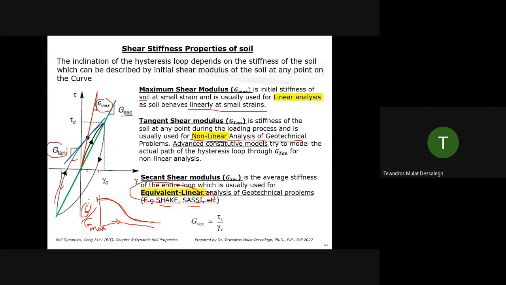When you do Plaxis and FLAC, you will see constitutive models by different researchers trying to come up with the best nonlinear analysis. But it's not that practical. It's good for research, but for design purposes, nowadays we are using equivalent linear analysis using an average value of G, and software like SHAKE, which is a wave propagation program.